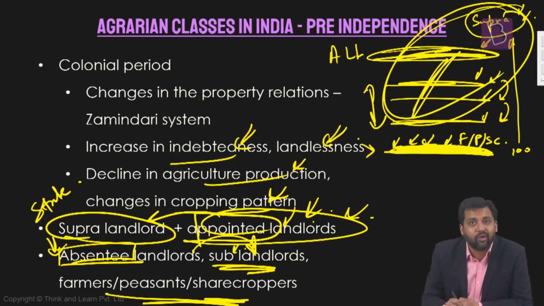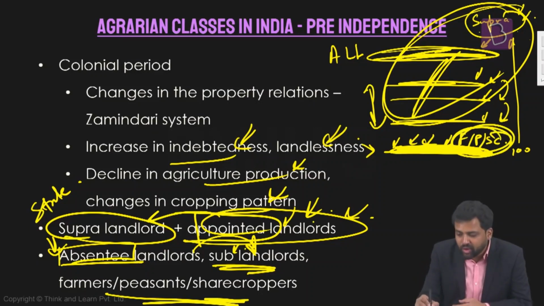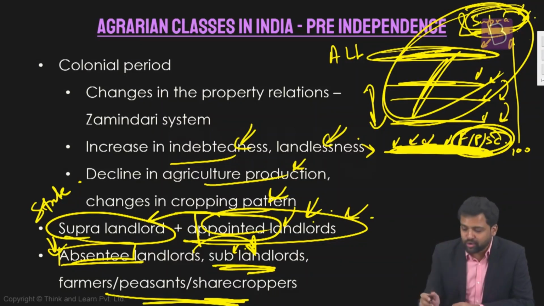And the more the number of these sub-landlords, the more the lack of productivity in the entire economy. This is what is happening. And more pressure on these folks, by the way, because as per the permanent settlement system, the Britishers have settled it permanently that this much amount of revenue I should get from this much amount of land.